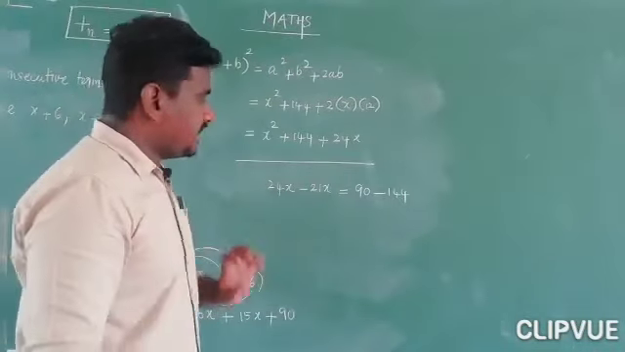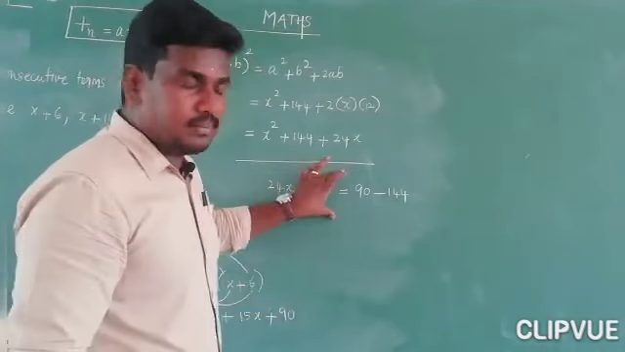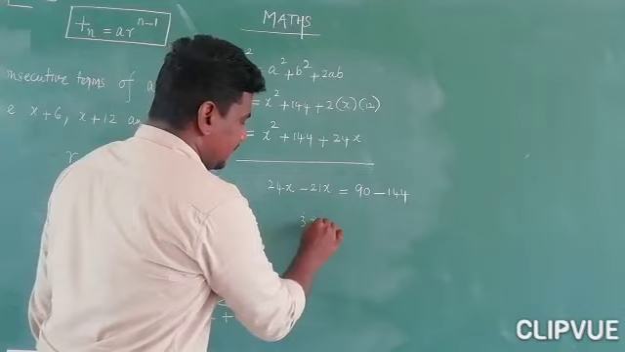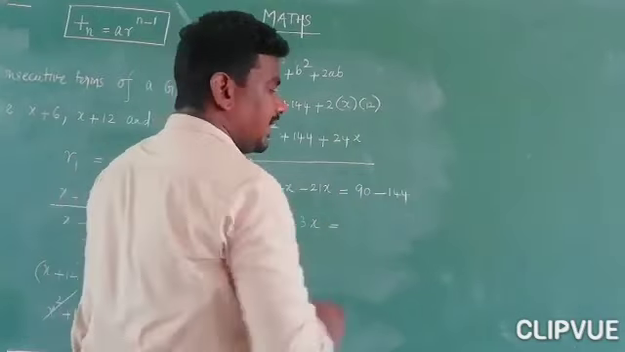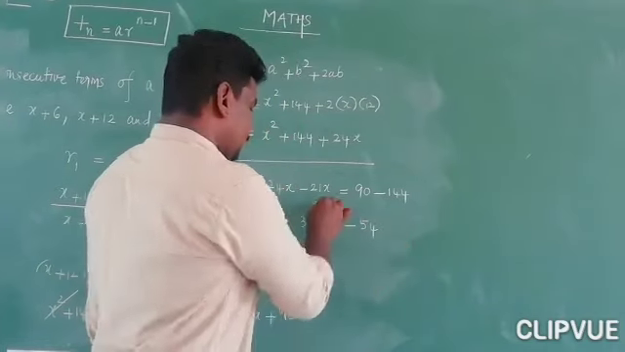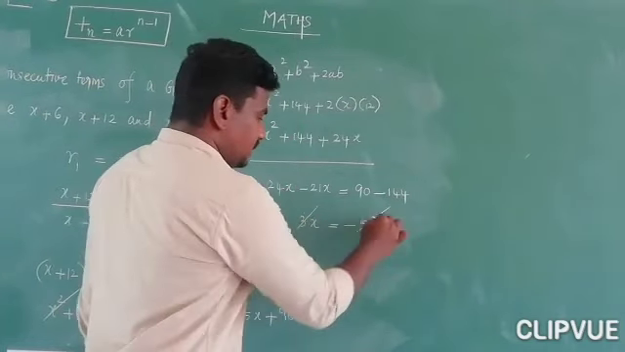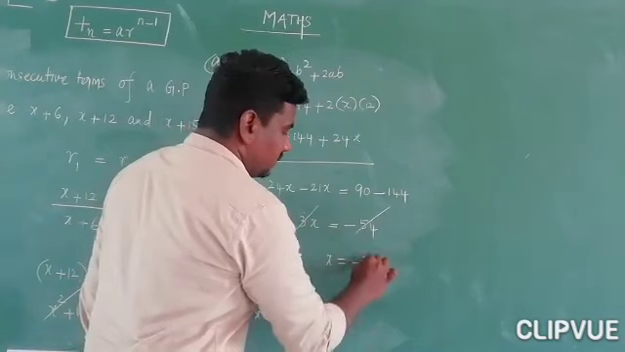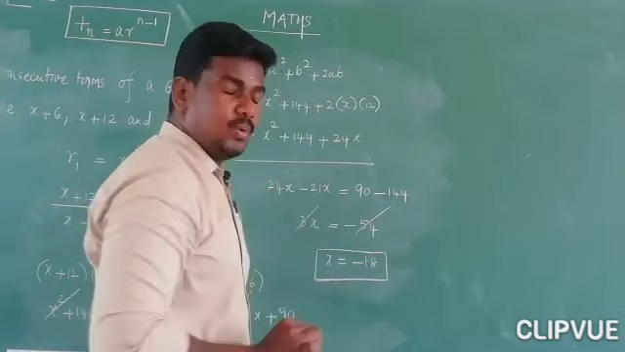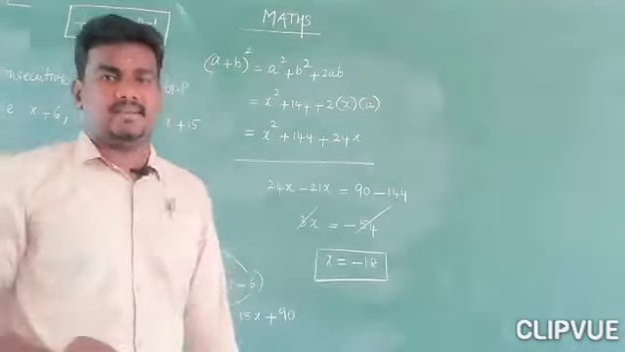So 24x minus 21x, you know that they are like terms, so we can simplify. 24 minus 21 gives 3. 3x is equal to 90 minus 144. So we get minus 54. You can cancel them, 1 time, 18 times. So x is equal to minus 18. So the value of x is equal to minus 18.